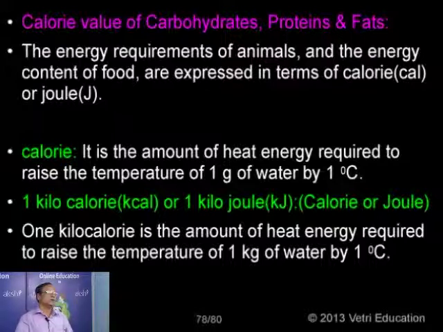So the amount of heat required to raise the temperature of 1 gram of water by 1 degree Celsius, that is called calorie. So we can also calculate the kilocalorie or kilojoule, or we can use the capital C for calorie. This is what is known as a big calorie, or capital C. That refers to 1 kilocalorie or 1 kilojoule. And what is the definition for this one? It is the amount of heat required to raise the temperature of 1 kilogram of water by 1 degree Celsius. That is called the big calorie or kilocalorie or kilojoules. So these are the units we use to calculate the energy value of different types of substances, for example the carbohydrates, proteins and fats.